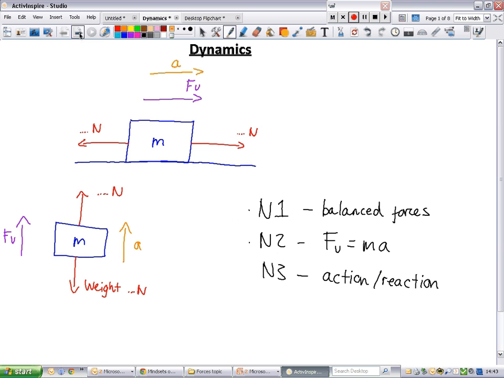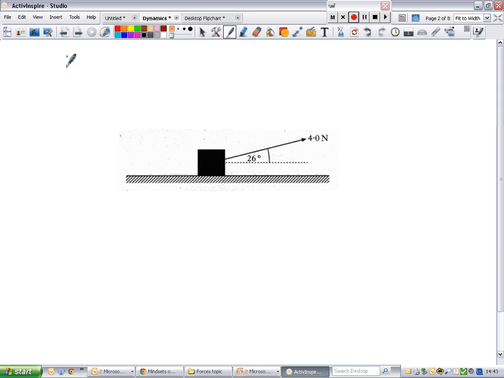However, it's not just a case of having forces in straight up and straight down, or to the left and to the right. You can often have forces that act at an angle, and that tends to be where people get a wee bit confused. So the first situation that I'm going to go through with you is forces at an angle.